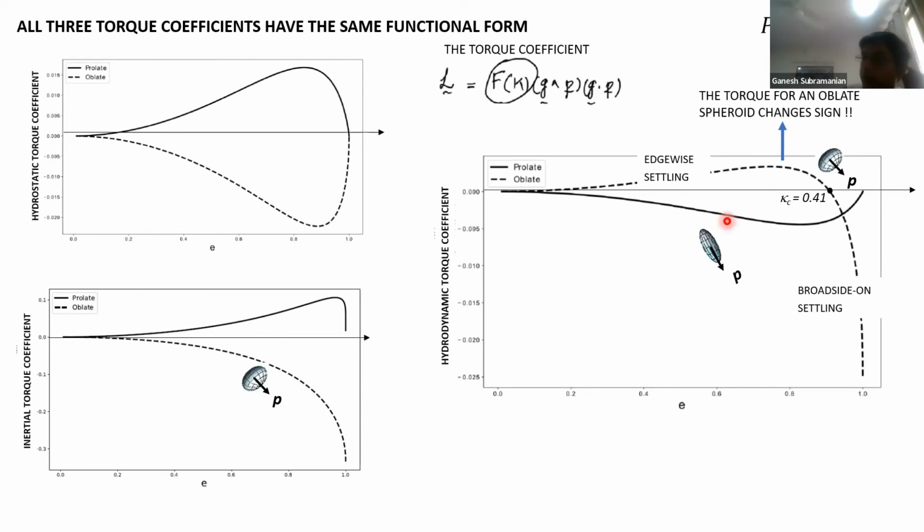Now, it turns out, unfortunately, that at small Peclet, the magnitude of this curve, the black curve, is actually less than that of the hydrostatic coefficient.